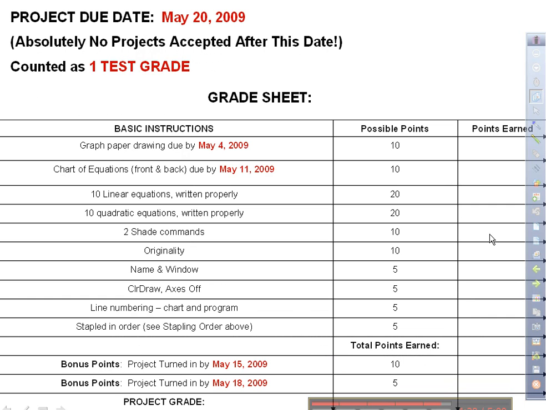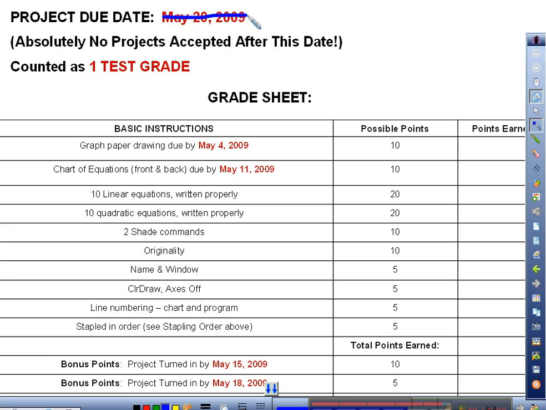This is the grading rubric. I am changing the dates because you can tell these dates are old. We'll be changing those dates, but you need to go through and look at the grading rubric and see what it is that you're being graded on, and check them off as you see that you've done those.